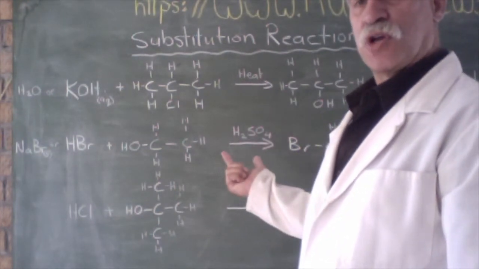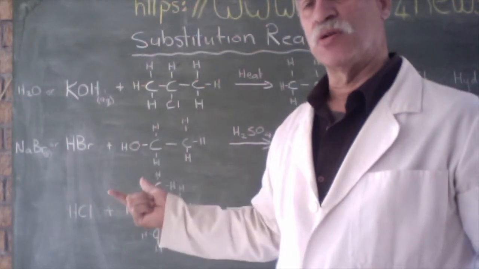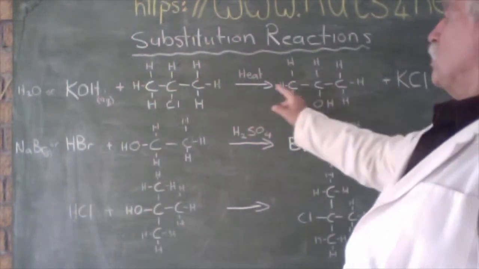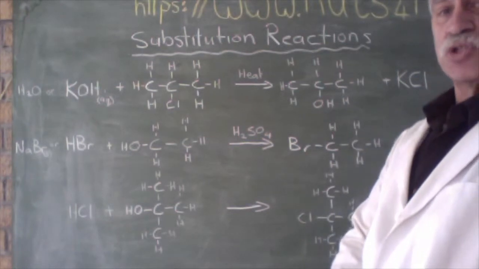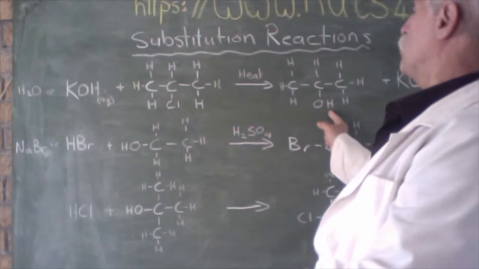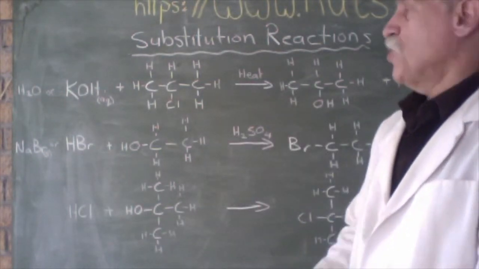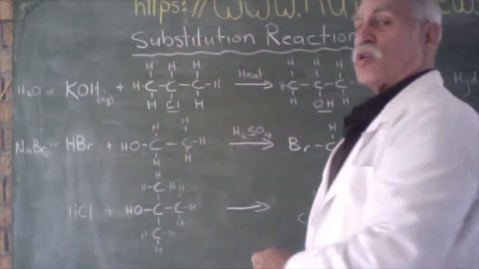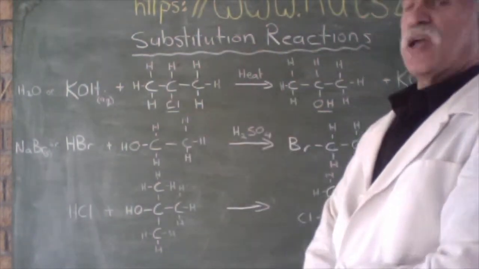In my previous video we talked about addition and elimination reactions which involved double bonded organic compounds. Now notice there are no double bonds anywhere here in our substitution reactions. What we're going to do is ask you to compare that molecule with that molecule. What is the difference? Can you see a difference? Well, the only difference is this. There's a chlorine, there's a hydroxyl group, OH, this is an alcohol, and that is a haloalkane.